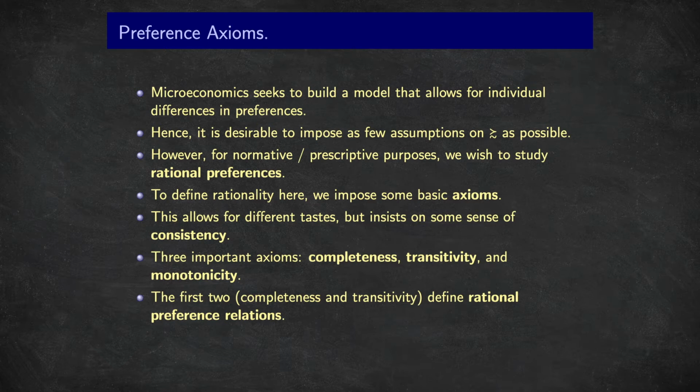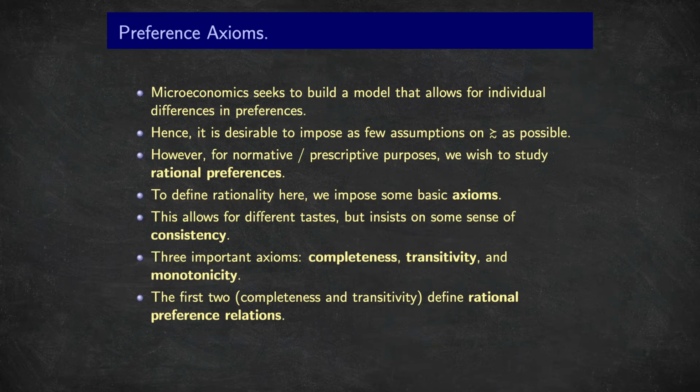Now, we want our model to be very general. We want this to work for as many different types of consumers as possible. So we don't want to say too much about this preference relation. In a sense, everybody is allowed to have different preferences, and there's nothing wrong with that. However, we are seeking to build a normative theory. We're not quite studying psychology here. We're studying rational behavior. In some sense, it's an idealized version of behavior. So when we talk about rational preferences, we're going to explain exactly what we mean by that.